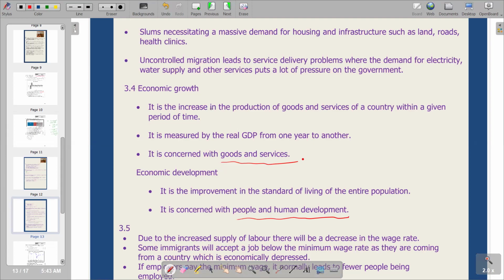That is pointing out the difference. Then on economic growth, again, the first point is production of goods and services, production of goods and services. Very important to take note. So those two are pointing out the differences that we have.